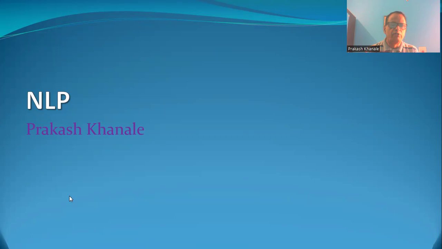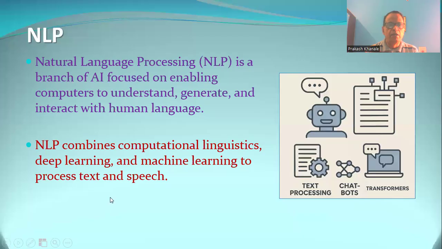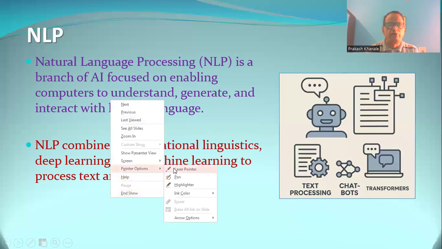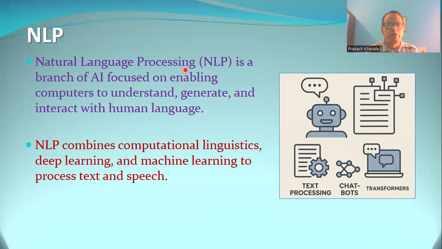So let us start the session and let us understand what we mean by NLP or natural language processing. Friends, NLP or natural language processing is a branch of artificial intelligence. And this branch is focused on enabling the computer to understand human language, to generate human language, and to have some kind of interaction in human language.